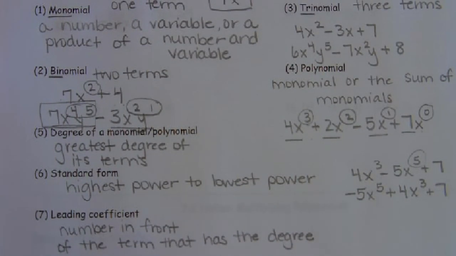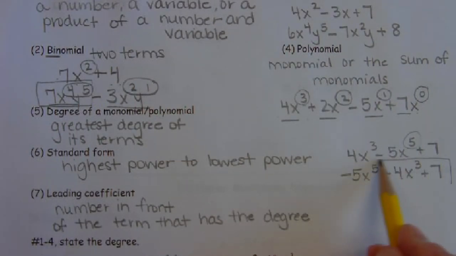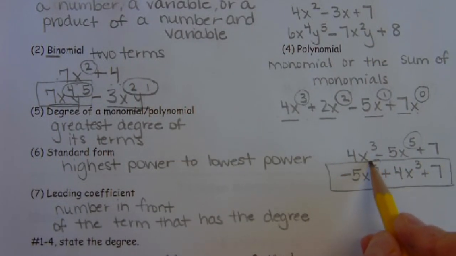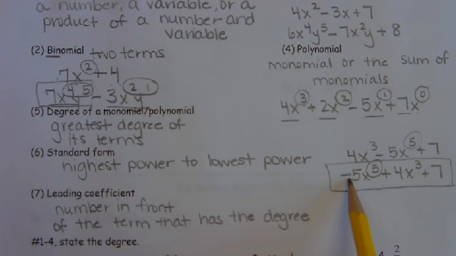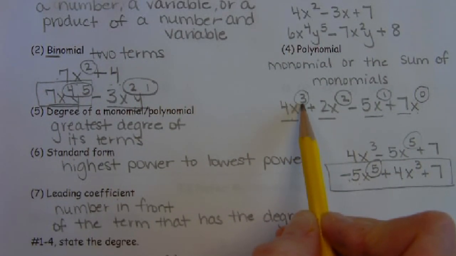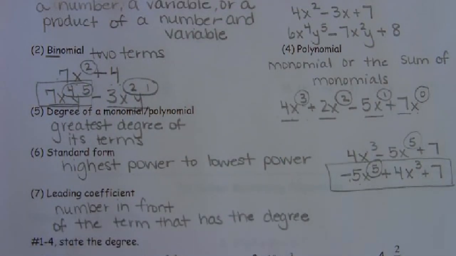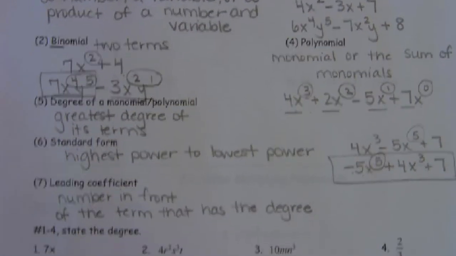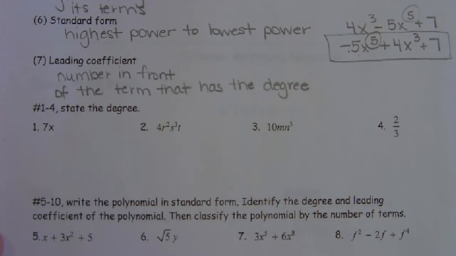So for example, if you look at this example right here, your degree would be 5, so the leading coefficient would be -5, the number out front. This example, your degree would be 3, your leading coefficient would be 4. So for our next example, we're going to do just find the degree.